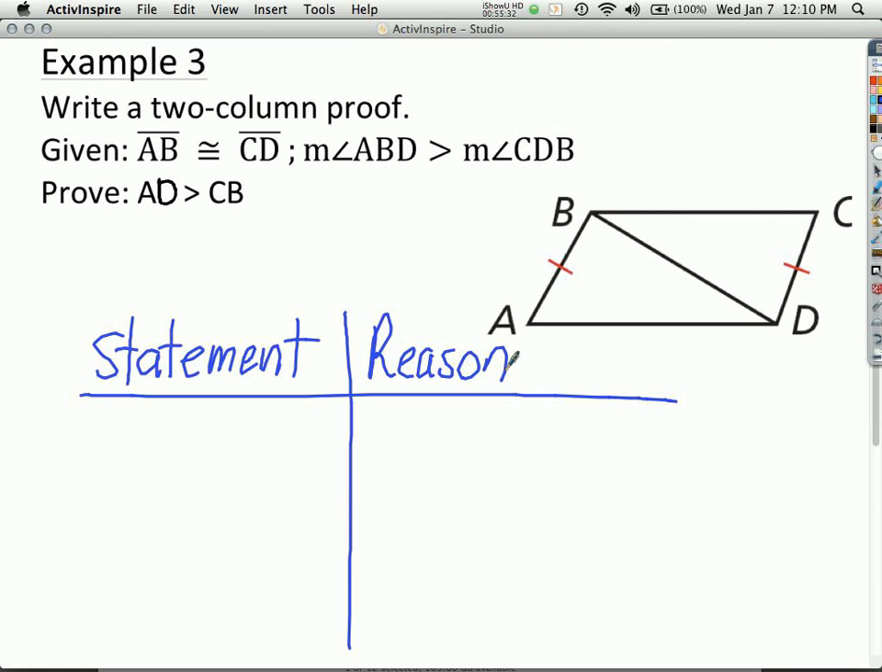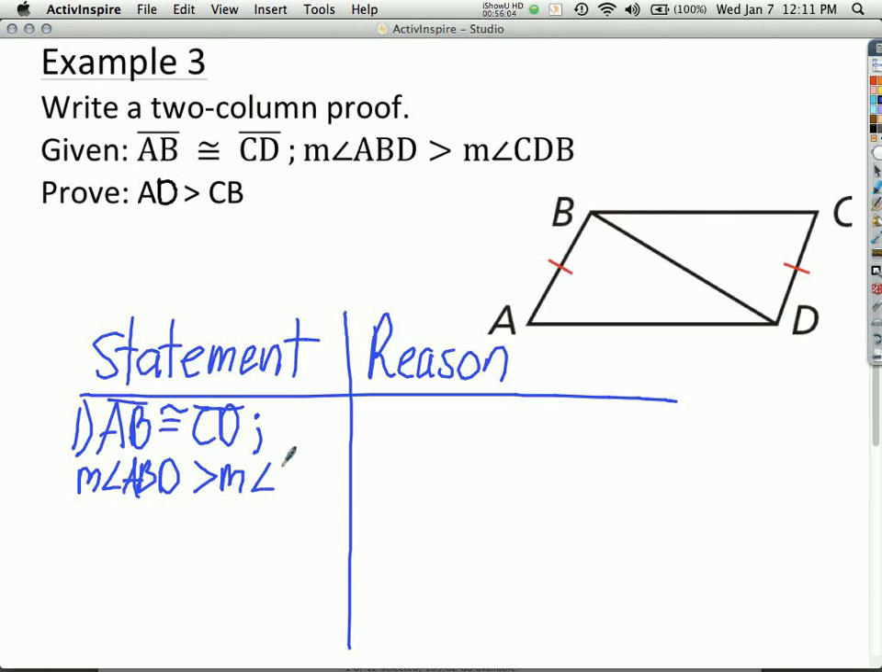So what do you think we should start with? What should we start with, Alexandra? Given? That's a nice, safe place to start. Let's go ahead and just start there. That segment AB is congruent to segment CD. And it's given that the measure of ABD is greater than the measure of CDB.